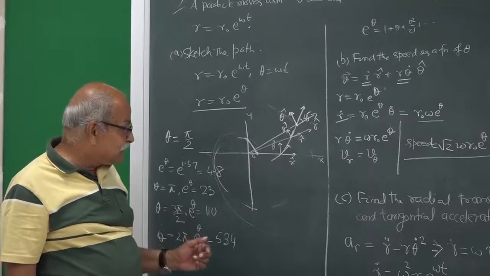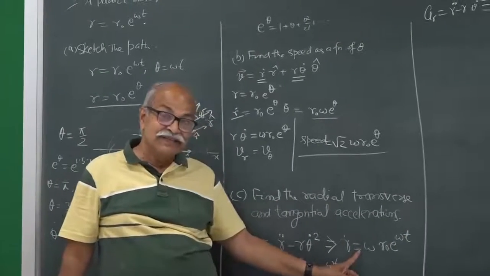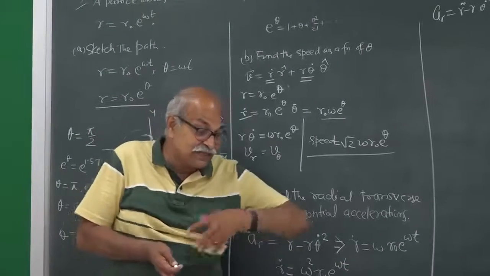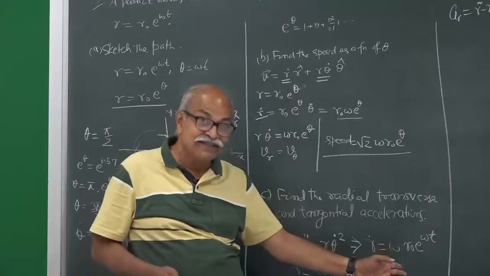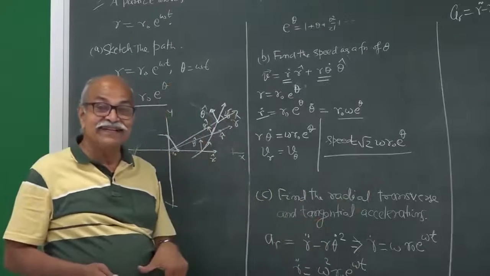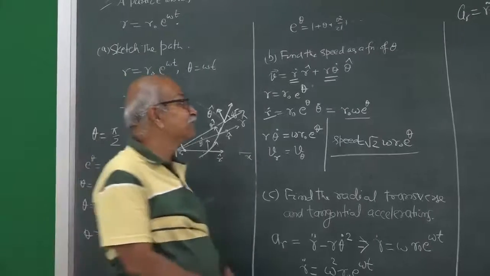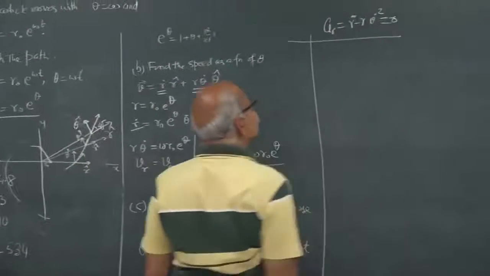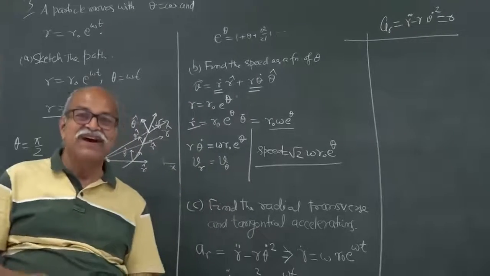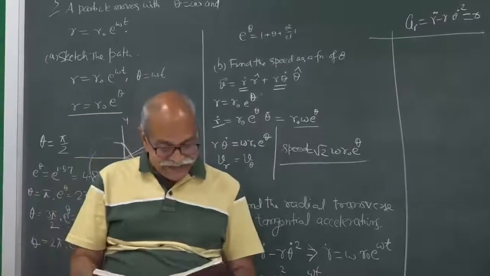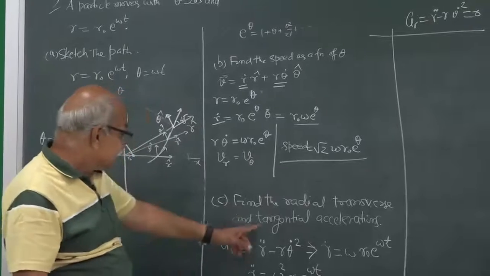R dot, if you see, r dot is also increasing. So, the rate at which this distance is increasing, that rate is also increasing, but still the acceleration in the radial direction is 0. So, you can have motion in which r increases, r dot also increases, but the radial acceleration is 0.